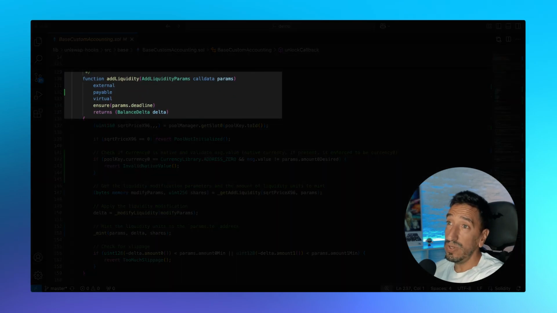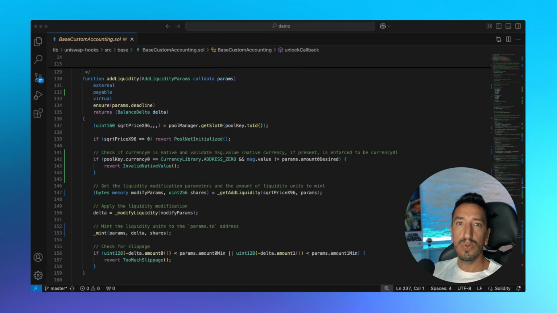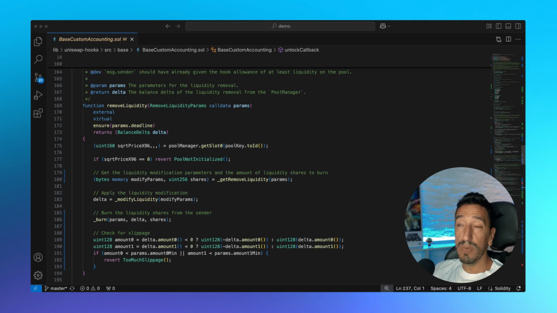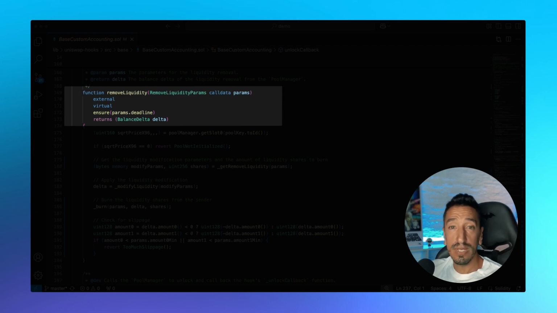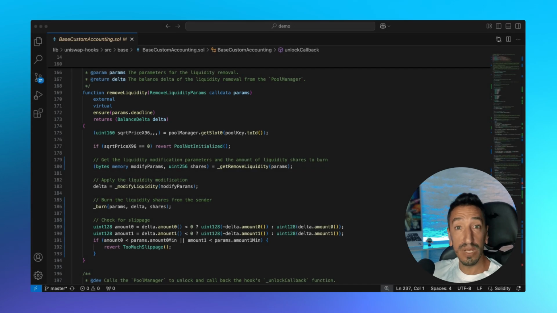The add liquidity function allows the users to deposit tokens into the pool and receive liquidity tokens in return. And then to make this work in our hook contract, we have to manage the liquidity token and also override the get add liquidity to indicate the amount of tokens that will be minted. The second key function is remove liquidity, which enables users to withdraw tokens from the pool by burning their liquidity tokens. Similarly to add liquidity, you have to override the get remove liquidity to get the amount of tokens that will be burned and also manage the liquidity token.